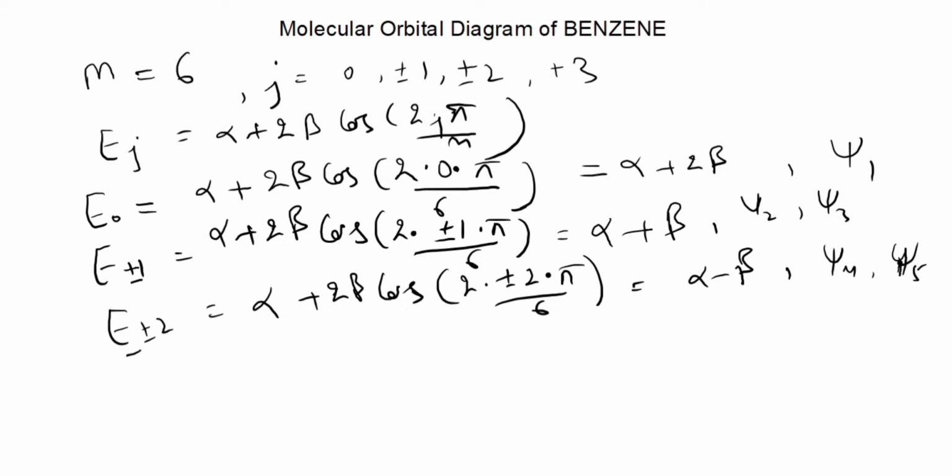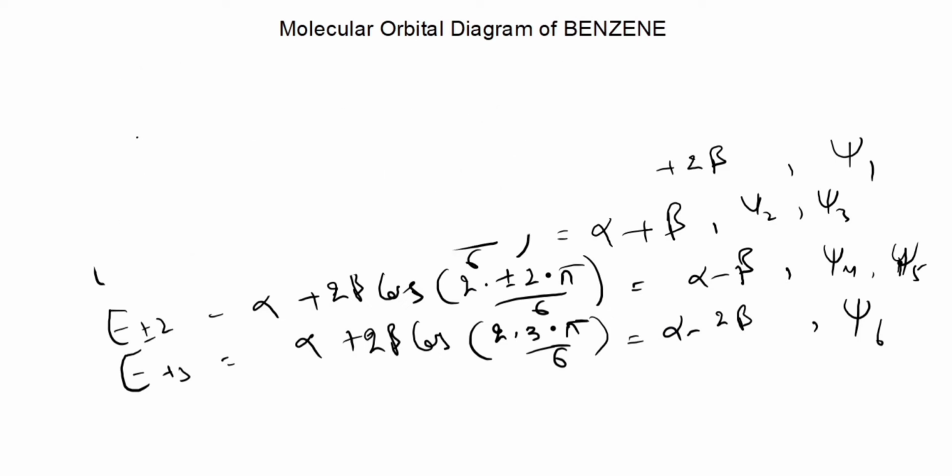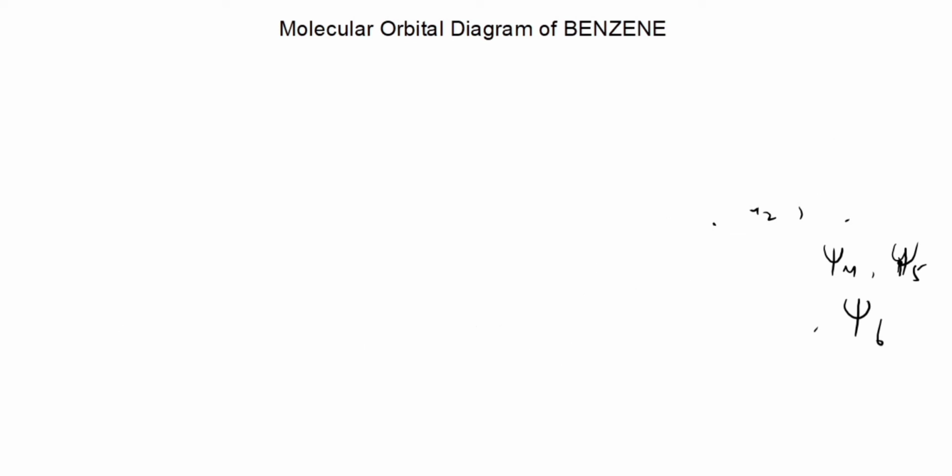Talking about E positive 3, we get alpha plus 2 beta cos 2 into 3 into pi upon 6. This comes to alpha minus 2 beta, and this will be our psi6. So we get all the wave functions related to the energies for benzene. Now talking about the diagram. Remember these values. On the next page, I will use these values for drawing the molecular orbital diagram for benzene.